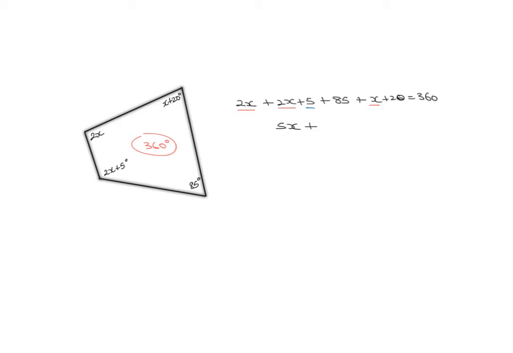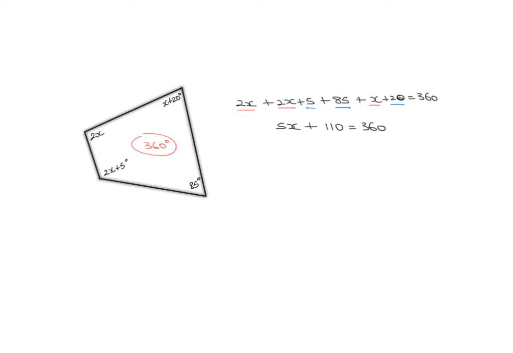So I've got 5 plus 85 is going to give me 90. Plus another 20 is going to give me 110. So that's going to be 110. And it all adds up to 360. So I've added up all the numbers, added up all the x's, and then I'm good to go.